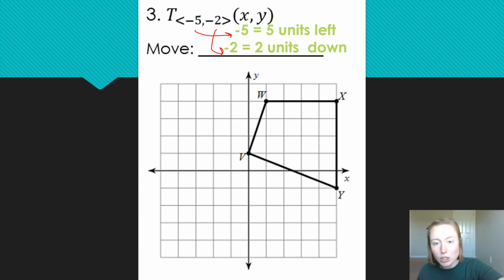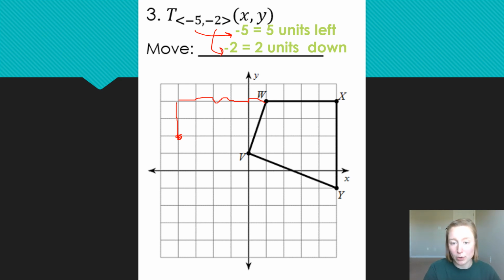So I could start at point W up here, for example. I'm going to move point W 5 units to the left. 1, 2, 3, 4, 5. And then I'm going to move point W 2 units down. 1, 2. So I'm hoping that my new point W is going to end up right about there. That means every single point, there are 4 points there, I'm going to move 5 units to the left and 2 units down.